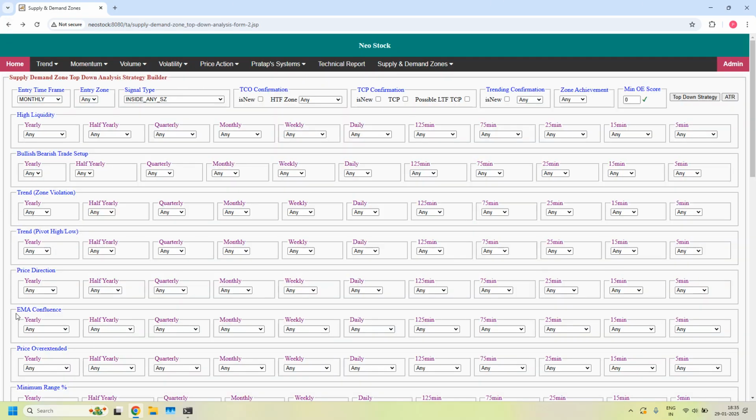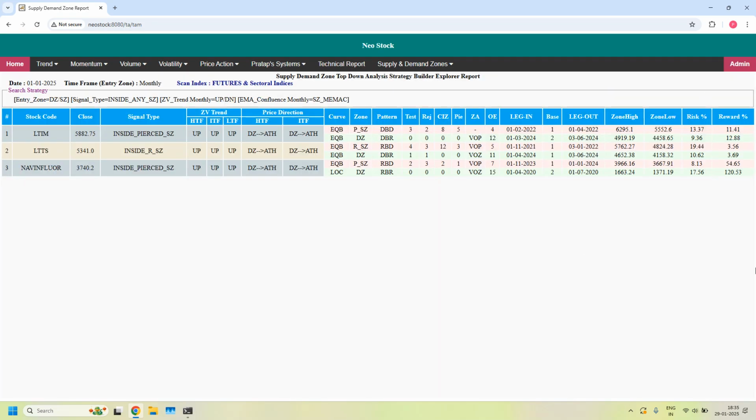Let's verify. In the EMA confluence, monthly time frame, I am setting the filter monthly supply zone having monthly EMA confluence. And the trend at monthly time frame is either up or down. With these filters, we got 3 stocks. So these 3 monthly supply zones are having monthly EMA confluence, but all these monthly zones are pierced zones. You can apply the pierced zone strategy that you learned in lesson 28.